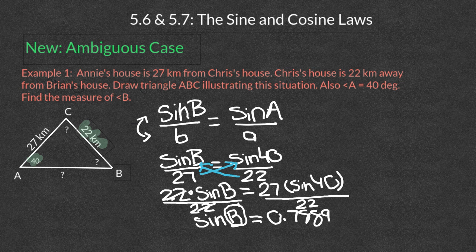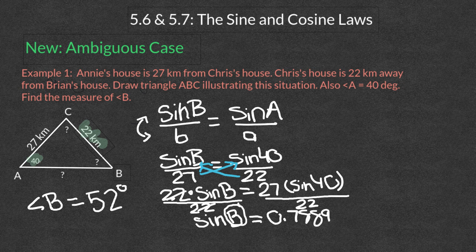I'll put it over here, and we get angle B is equal to about 52 degrees. So if you were in grade 10, you would just stop there and you'd say, there, I solved it. Angle B is 52 degrees. But this is where the ambiguous case comes in. Remember how hard it was to draw this triangle because there were so many unknowns.